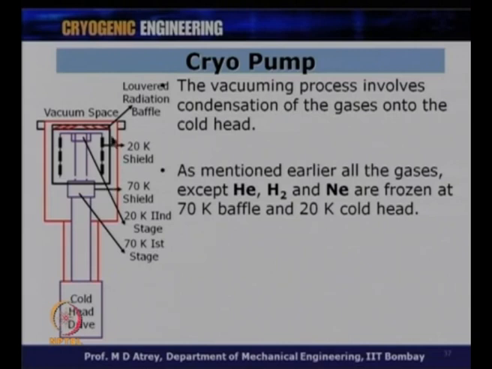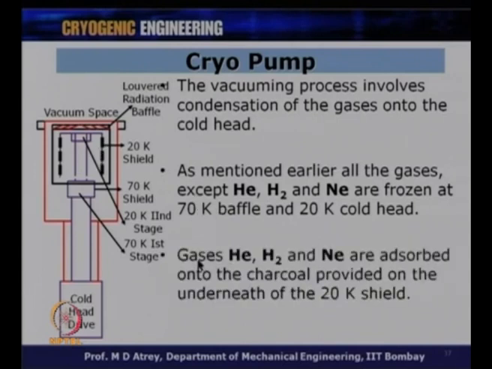One is an open cup like this to which baffles are connected, one is a closed inverted cup, and the inside part of this is going to have a charcoal paste on which helium, hydrogen and neon will get adsorbed. So, all these other gases also can be taken care of by this adsorption technique on the activated charcoal. The gases like helium, hydrogen and neon are adsorbed onto the charcoal provided underneath the 20 K shield, and this is the way a cryopump will take care of almost all the gases.